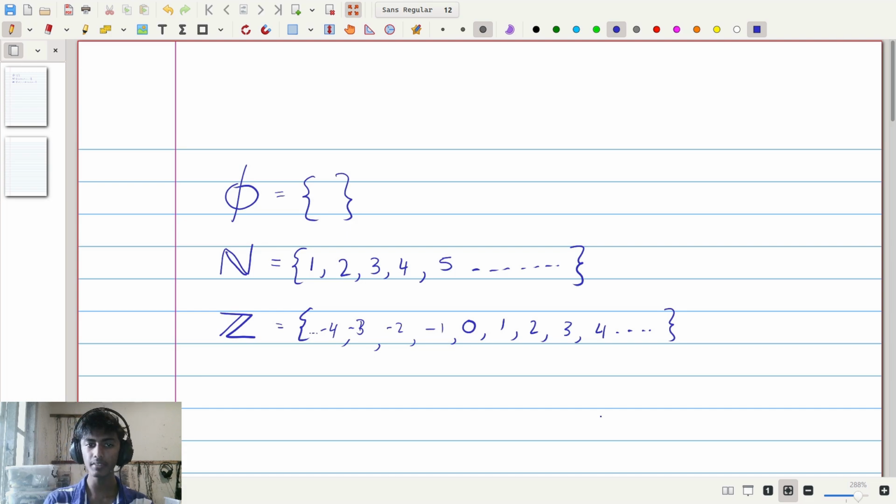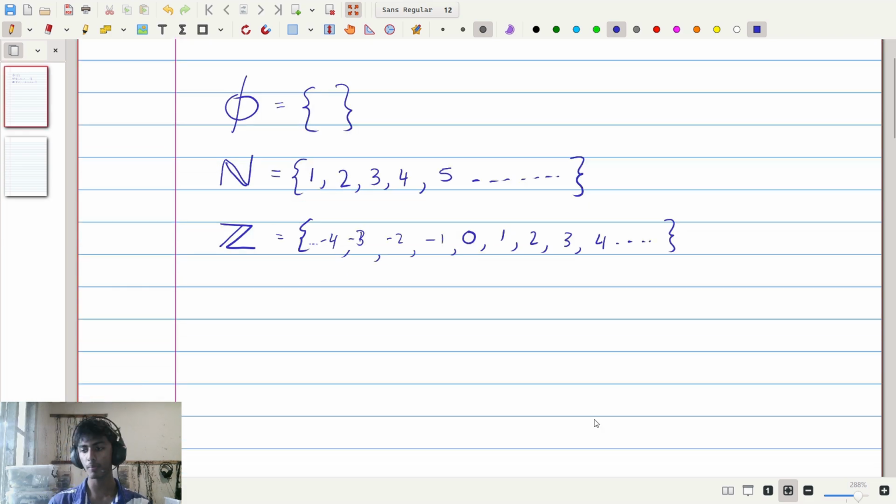And also now that we have the integers, we tend to also have a couple subsets of the integers as well. One subset of the integers is the positive integers, which we write as Z with a plus mark up here.